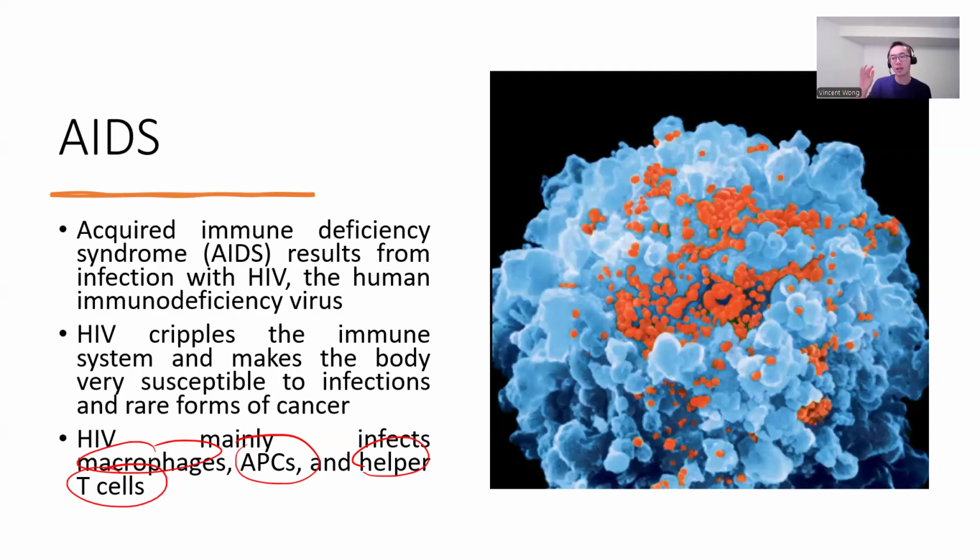So even a minor infection is going to cause them to become very, very ill and potentially cause them to die from those infections. Okay, so HIV is the virus, and AIDS is the result of the virus. Okay.